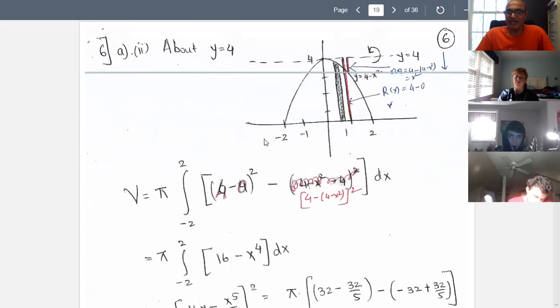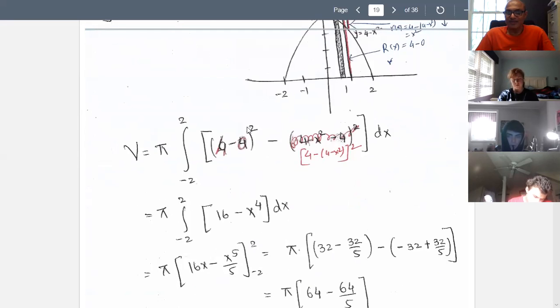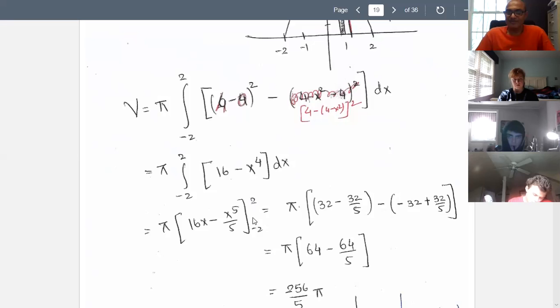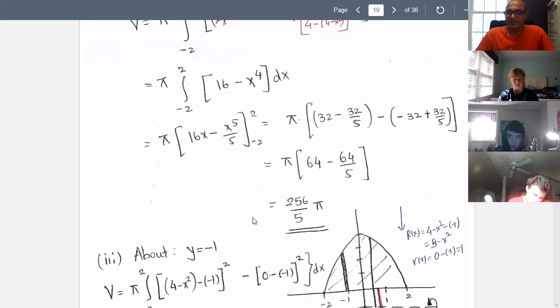So V equals pi, x runs from negative 2 to 2. And then capital Rx square minus small Rx square is this one, small Rx square. Capital Rx is 4 minus 0, so it is 16. Here the 4 gets cancelled out, negative, negative, positive, x square and square is x to the power 4. Integration. And the answer is simple. Agree?